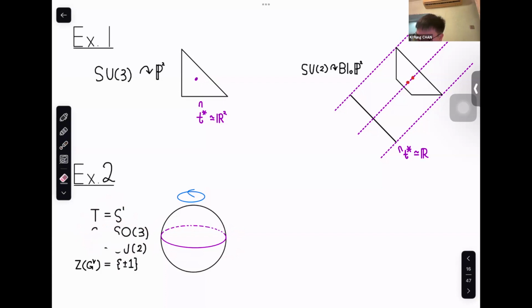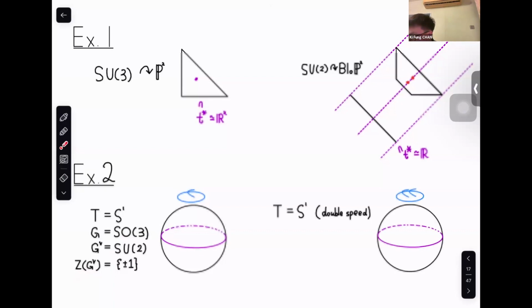And the G check for SO3 is equal to SU2, and the center of SU2 is plus or minus 1. So our theorem says that if the Floer cohomology does not vanish, then the holonomy can only be plus or minus 1. So this matches with our theorem.